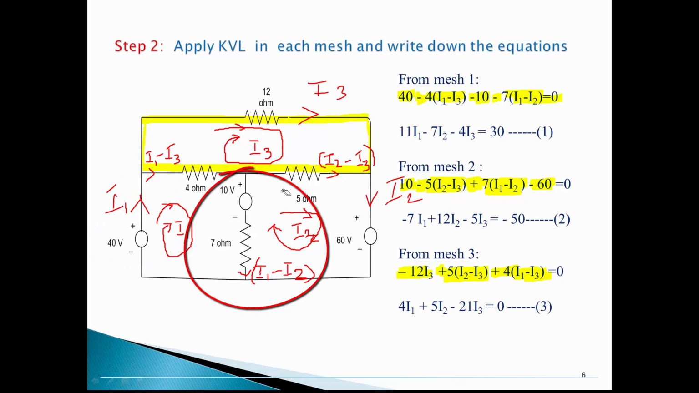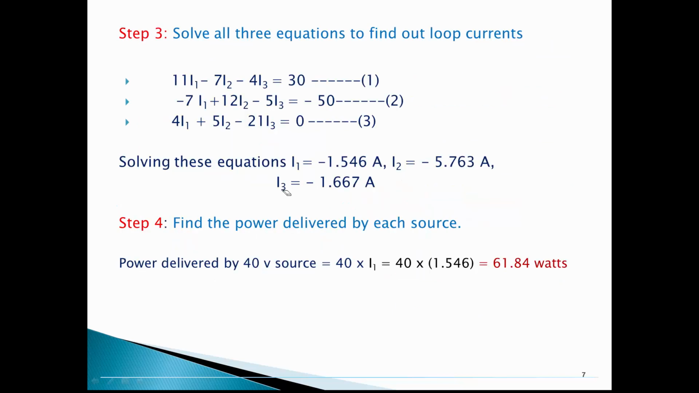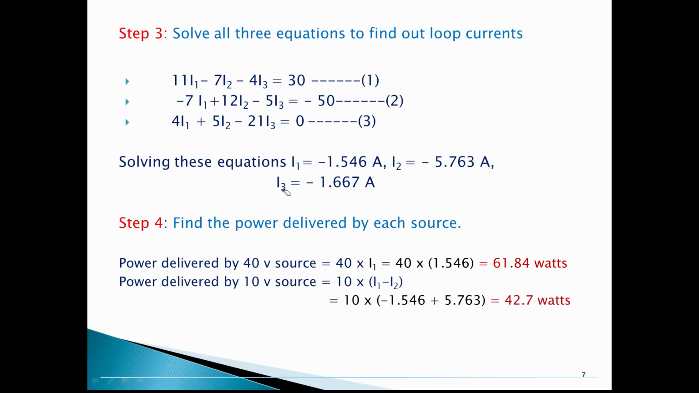Similarly, what is the current flow through the 10 volt source? I1 minus I2. So P is equal to V into I, where V is 10 and I is I1 minus I2. Similarly, for the 60 volt source, the power delivered is P equal to 60 into I2. Use this formula and find the power in each source. So for the 40 volt source, 40 times I1, which is 61.84 watts. For the 10 volt source, the power delivered is 10 times (I1 minus I2), which is 42.7 watts. For the 60 volt source, 60 times I2, which is 345.78.